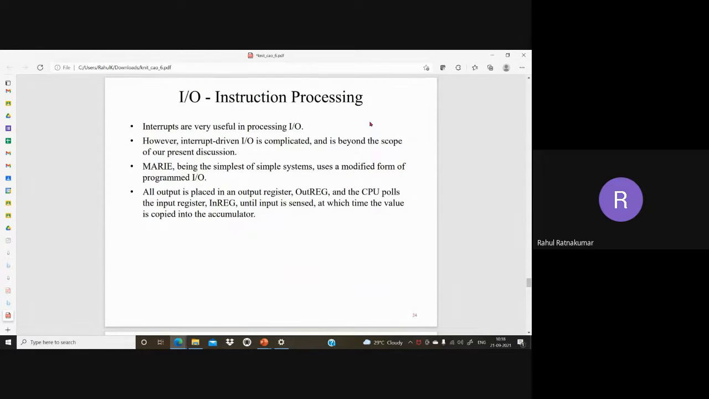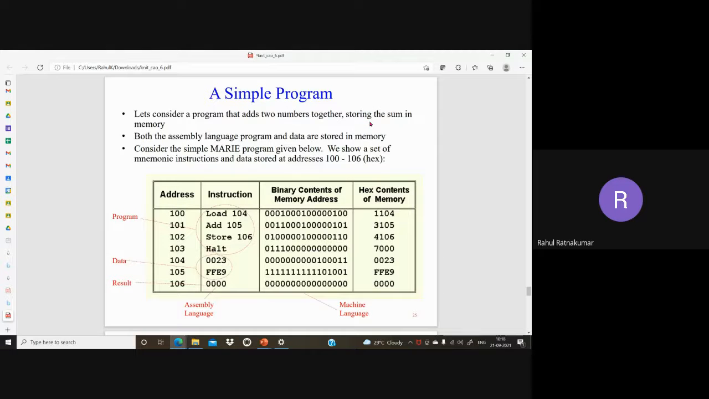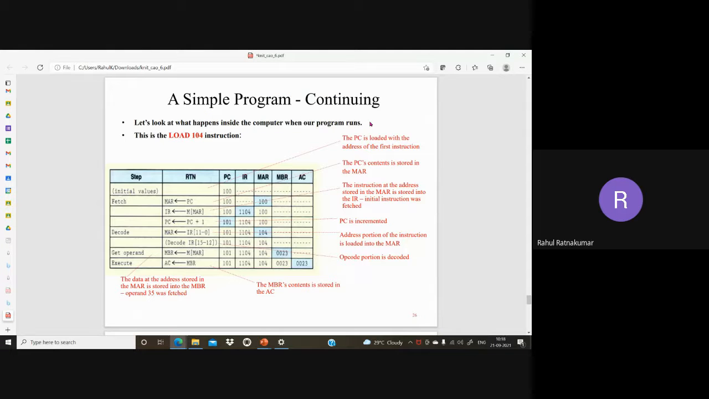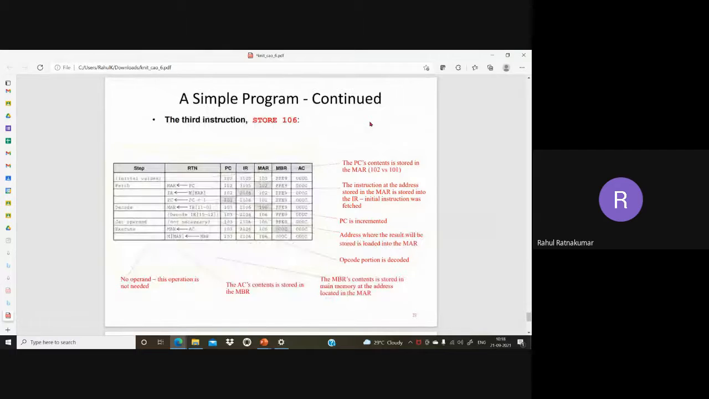Okay, input-output instruction processing also requires interrupts, because when something is communicating with your system while you're processing something, you need to have an interrupt. Okay, so now you can go to the simple program. You can understand how it is working.